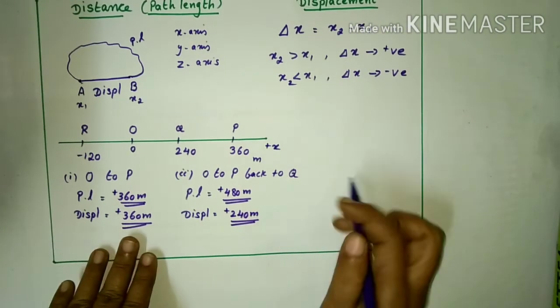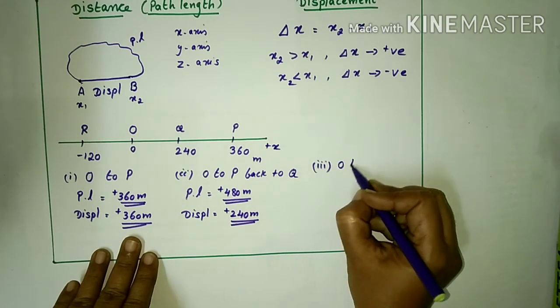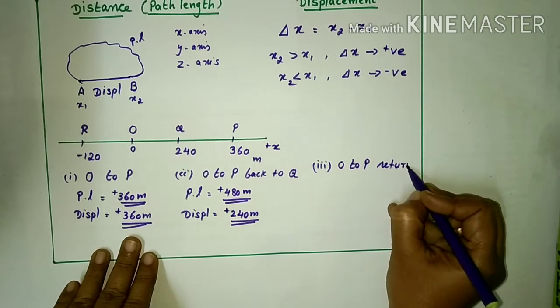Then in the third case, the car moves from O to P and returns to O.